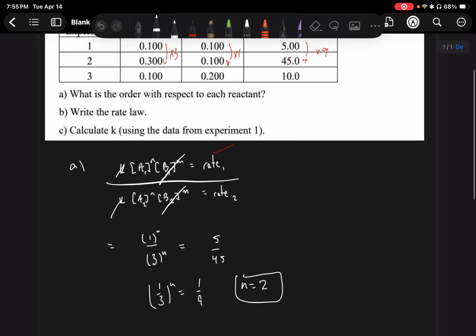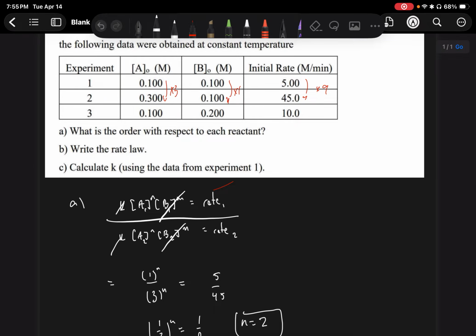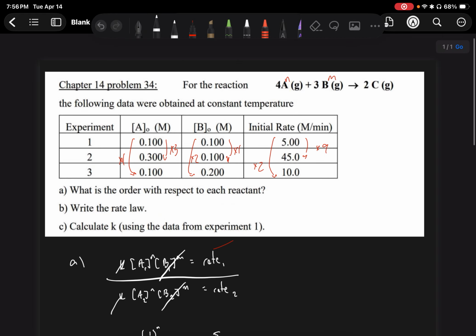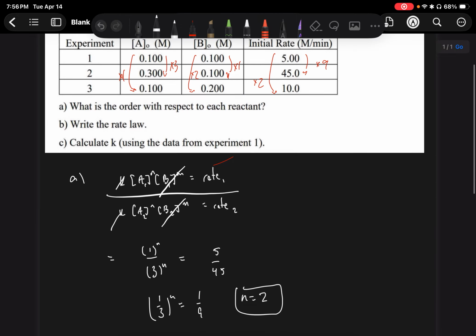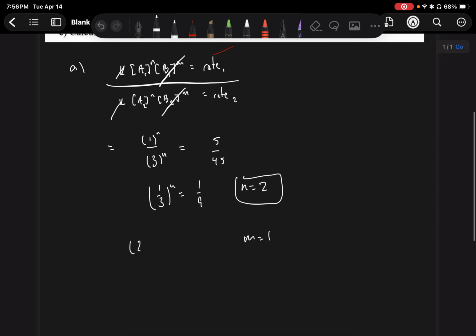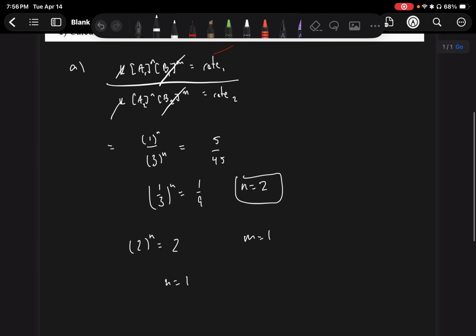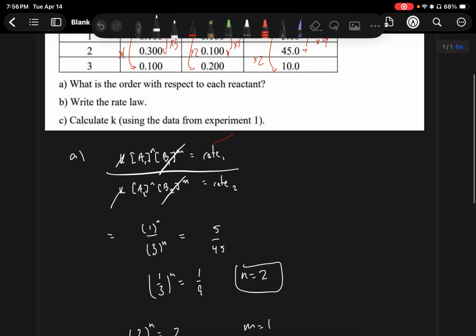Okay, so for the next one, you can just do the same thing now. Here, we're constant. Here, times 2. Here, times 2. So just from that, I can tell that m is equal to 1. Because 2 to the power of 1 is 2 to the power of m, which is equal to 10 divided by 5, which is equal to 2. So m equals 1.